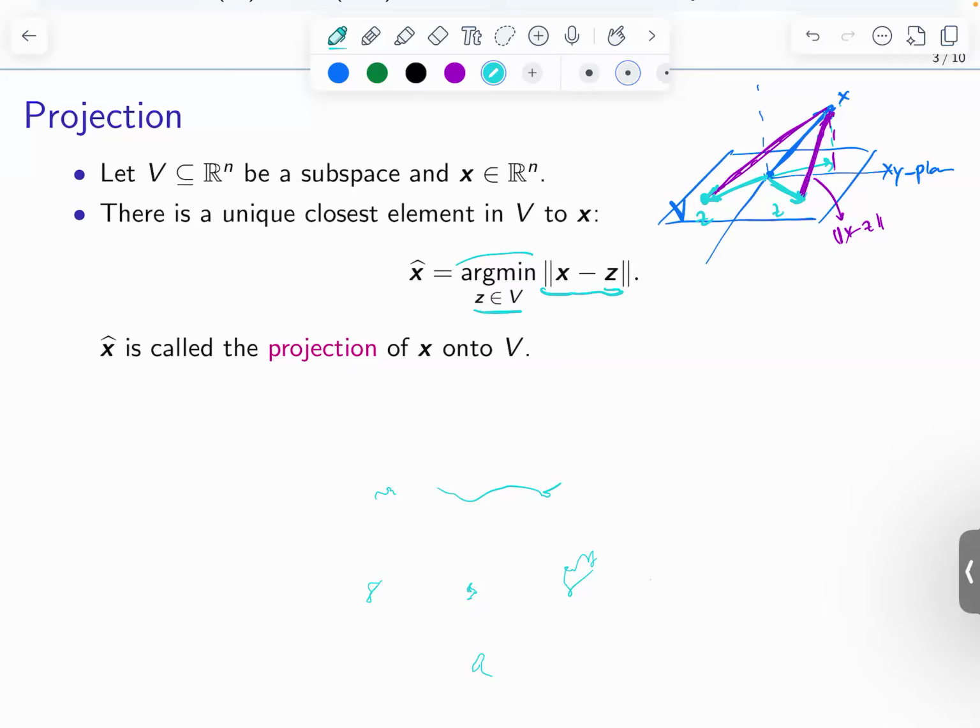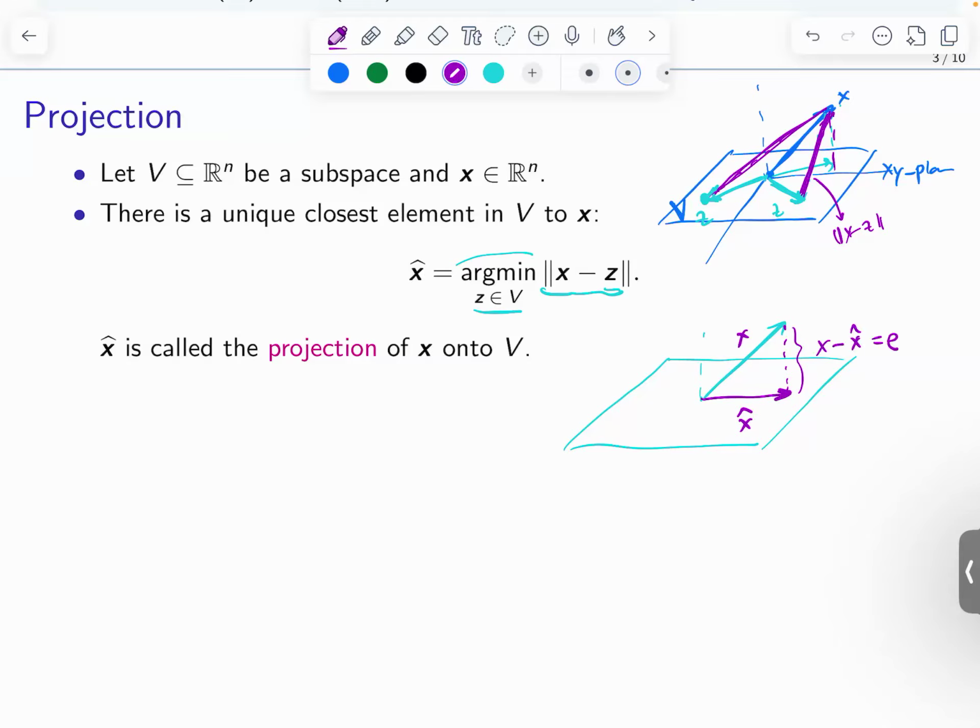So if I have something like this, and then that's my vector, then the projection would be, I just drop this perpendicularly, and it could be like this. That would be x hat. That's the particular z that produces the smallest distance. What we need basically is this x minus x hat, which is the error. We call it error, or residual if you want.